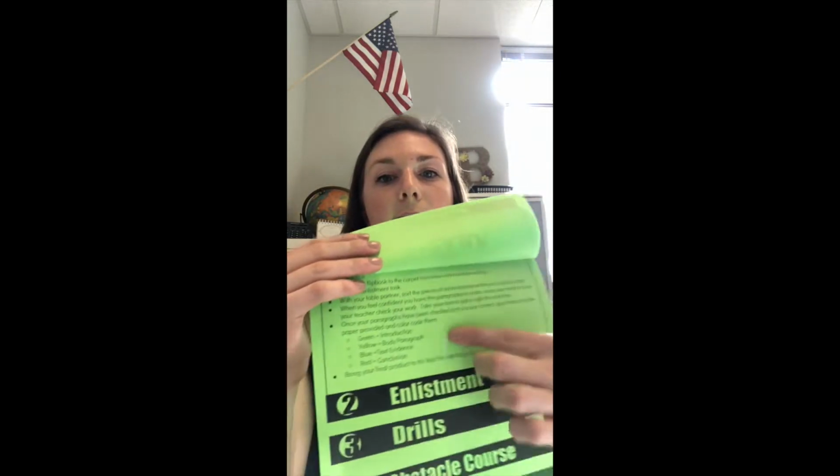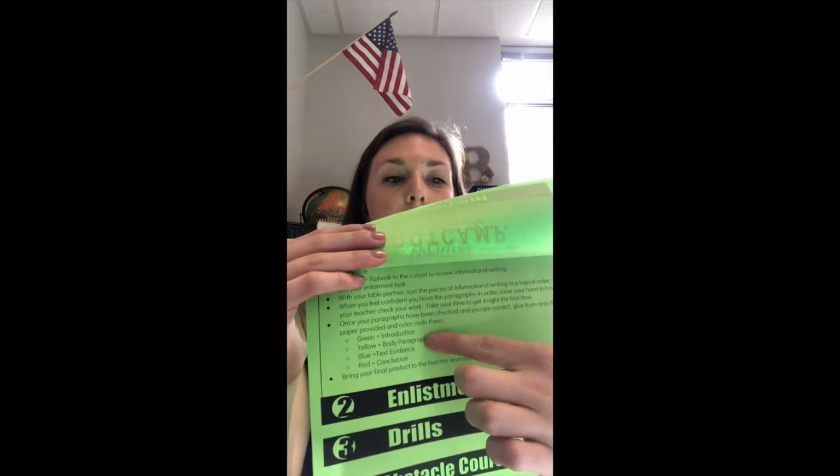Once they glue their paragraphs in order, they'll go ahead and do the color coding, and I have that in here as well. They'll do the introduction green, body paragraphs yellow, and then anywhere that the body paragraphs say according to the text or in paragraph 1, which is a text citation, they underline those blue, and then their conclusion red. Once they have finished with that, they move on to drills.